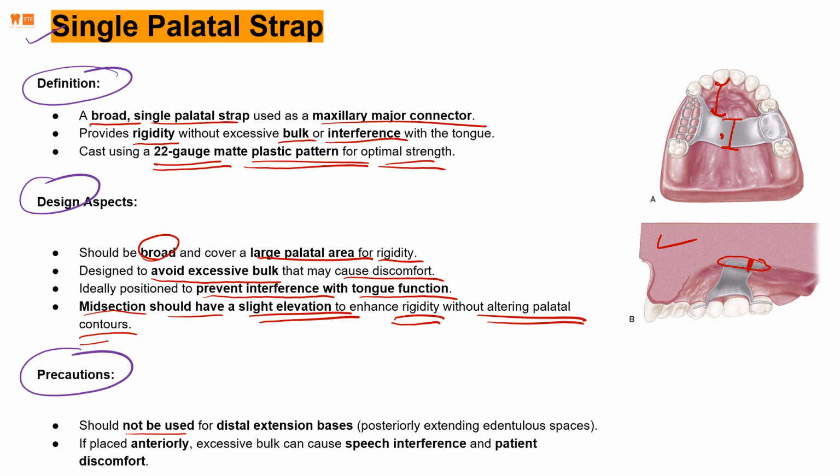Precautions. Should not be used for distal extension cases because posteriorly extending edentulous spaces, if there was no tooth here, where would this strap go? It can't go anywhere. Therefore, in that case, we would need a U shape, right? But we'll take a look at that in a second. If it's placed anteriorly, excessive bulk can cause speech interference and patient's palatal discomfort.